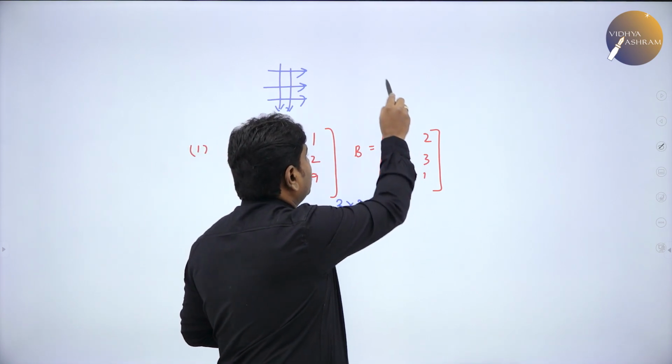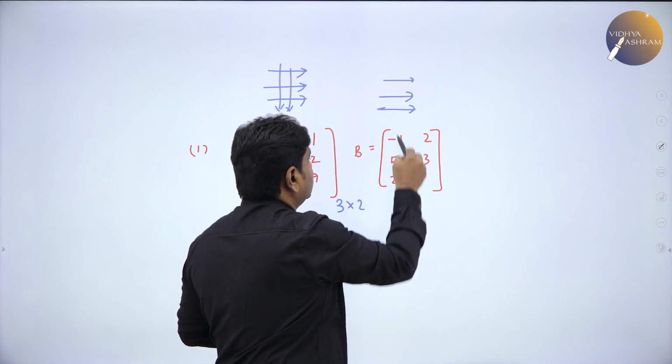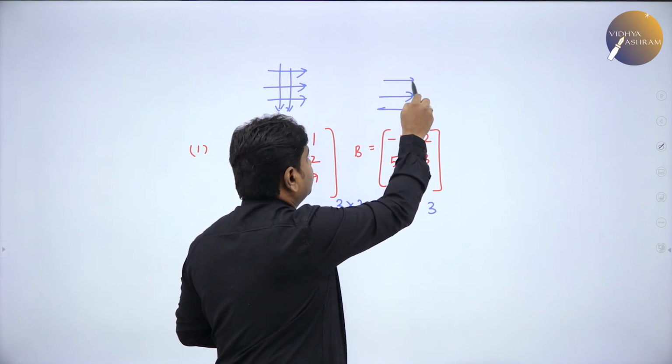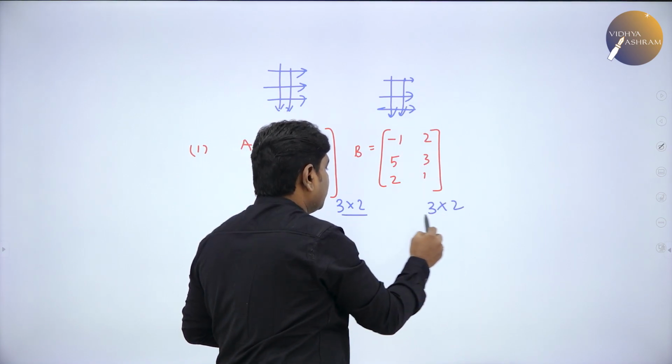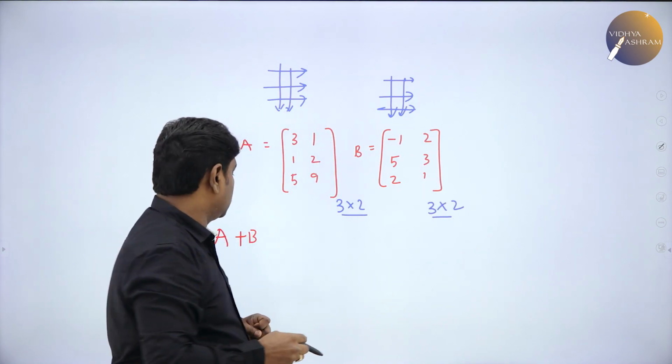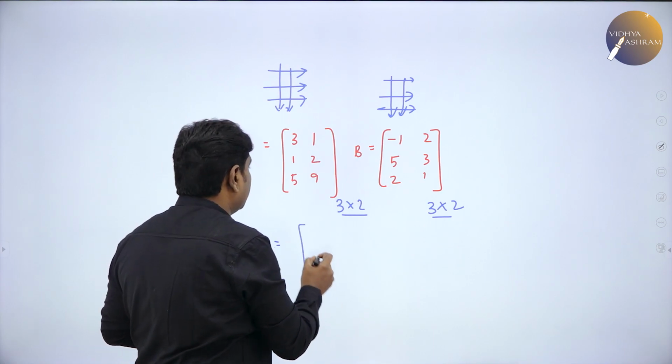For matrix B, how many rows? 1 2 3, 3 rows. And how many columns? 2 columns. So therefore 3 cross 2. So both are having same order. So you can add. So now how to find A plus B? Corresponding elements you should add.